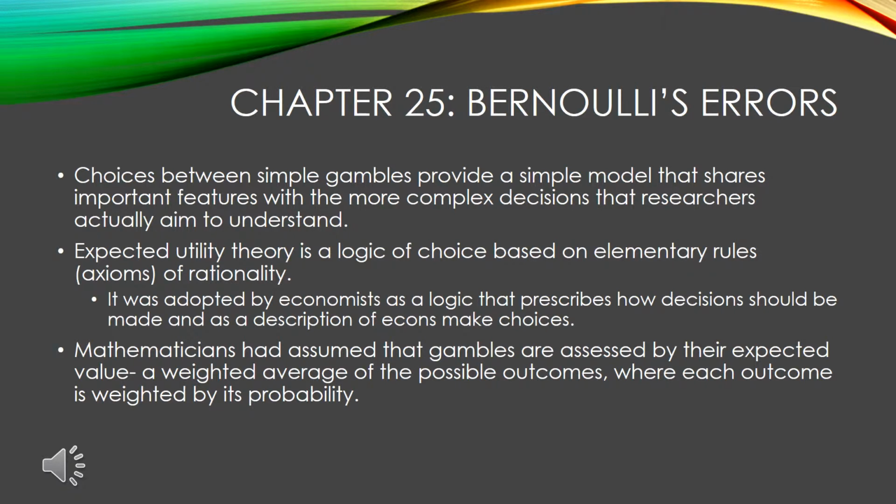Expected utility theory is a logic of choice based on elementary rules, or axioms, of rationality. It was adopted by economists as a logic that prescribes how decisions should be made and as a description of how econs make choices. Mathematicians used to assume that gambles are assessed by their expected value, a weighted average of the possible outcomes, in which each outcome is weighted by its probability.